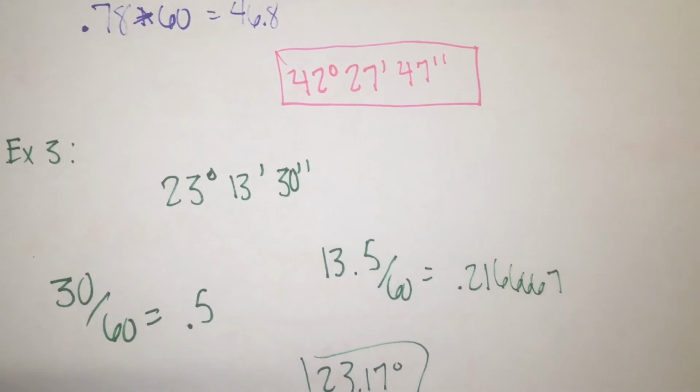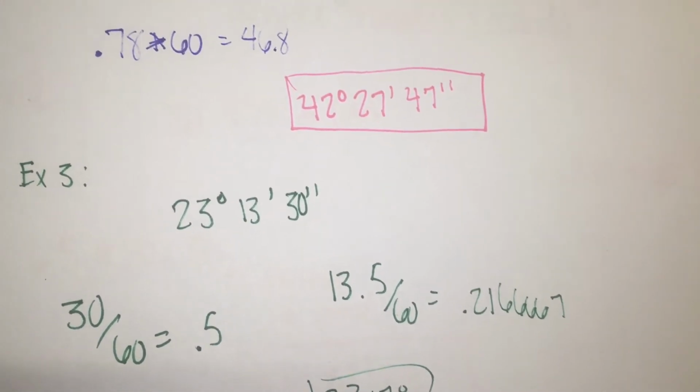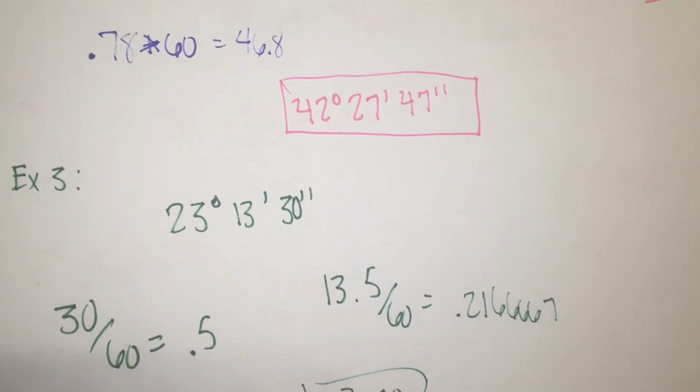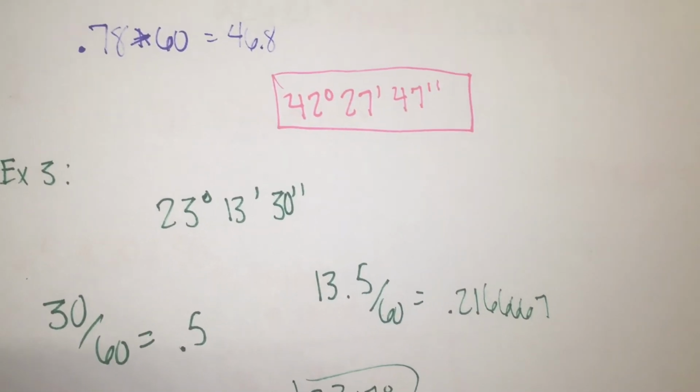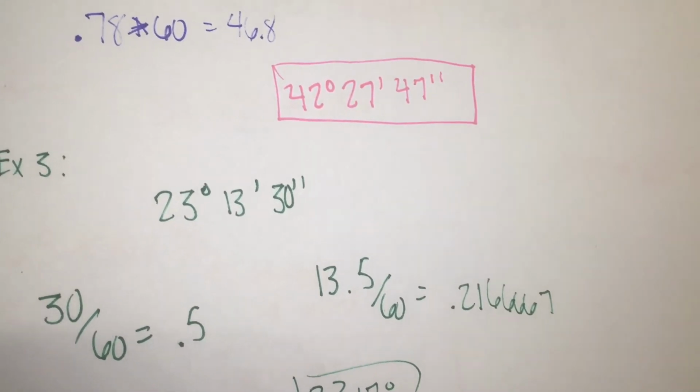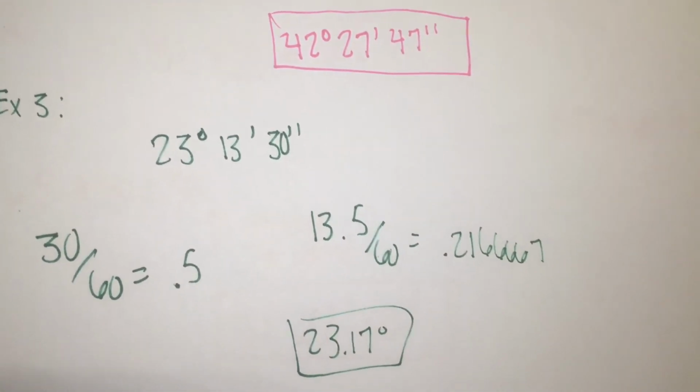Once again, when we plug this into a calculator, we get 0.2166667, etc. After this, we can use rounding rules and then tack that onto that 23. And this isn't going to be exact, but it's going to be fairly close since we're rounding. So our answer will be 23.17 degrees.